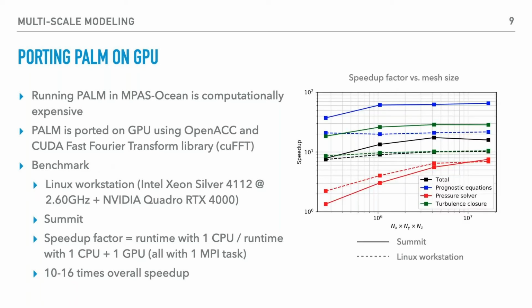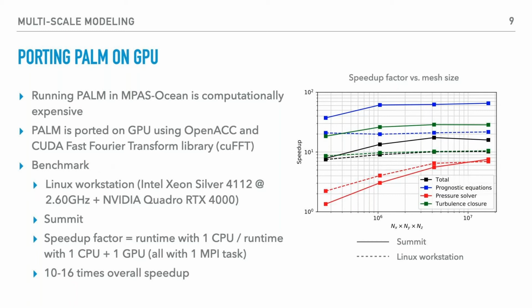So here is the speed up. I plot the speed up factor against the size of the problem, basically the mesh size. We have solid curves for the benchmark on Summit and dashed curves on the Linux workstation. The black one is the total, and different colors represent the three most computationally expensive subroutines in PALM. So you can see that depending on the work, you can have different speed up, but overall you can get like 10 to 16 times speed up depending on the size of your problem.